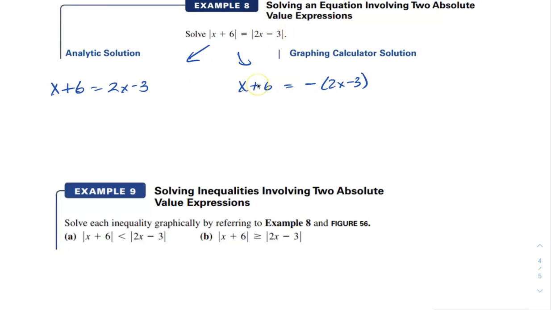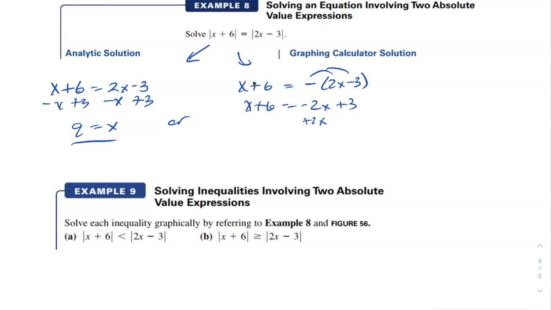Then we just solve. It's a variable, so you just want to put all the variables on the same side, and all the numbers on the opposite side. I get 9 equals x, or, with the negative, x plus 6 equals negative 2x plus 3. Put the variables on one side, numbers on the other. I get 3x equals negative 3, divided by 3, x equals negative 1. So again, two solutions. That's how you solve when there's multiple.